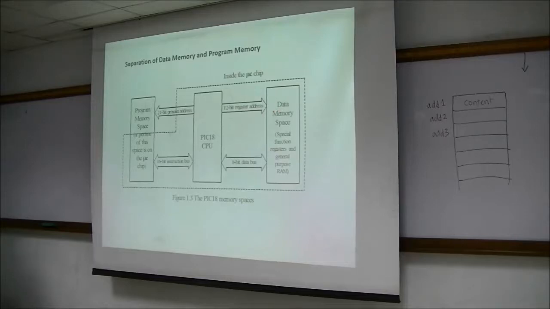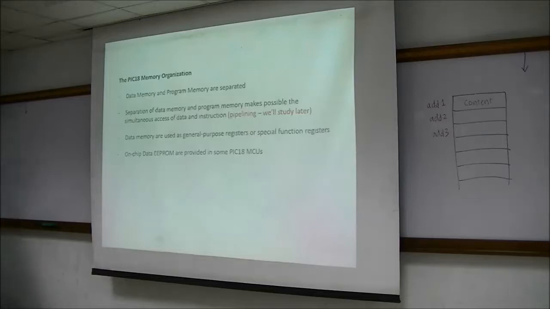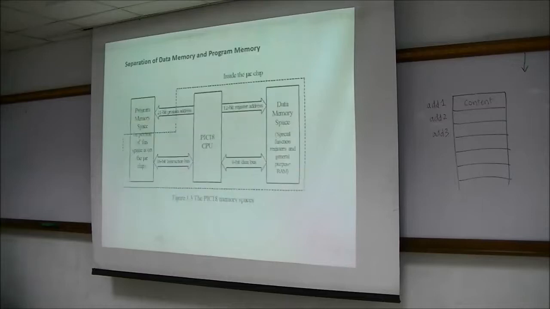Now there is an advantage of having this kind of architecture and we will see in a while. The separation of data memory and program memory makes possible the simultaneous access of data and instructions. Now this is known as pipelining. We'll study this later. So what do they mean by simultaneous access of data and instruction?